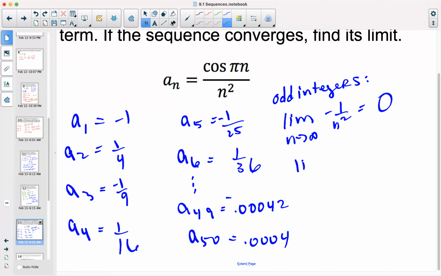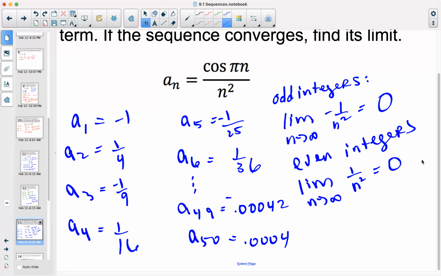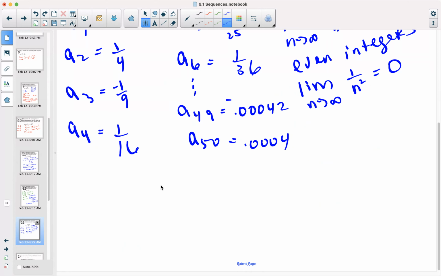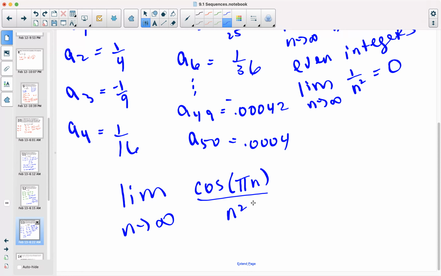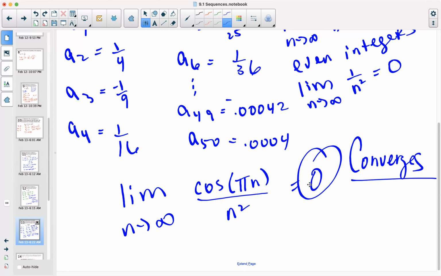And when we talk about the even integers, that's the limit as n approaches infinity of a positive 1 over n squared. Well, that's also going to approach 0. So therefore, when you're looking at the odd and the even, both of the limits approach 0. So we can make the statement that the limit as n approaches infinity of cosine of pi n over n squared equals 0. And that definitely converges.